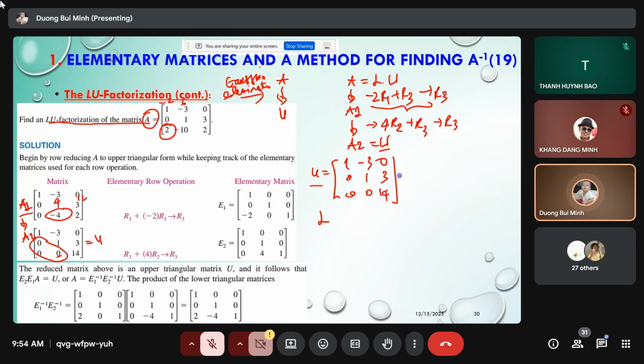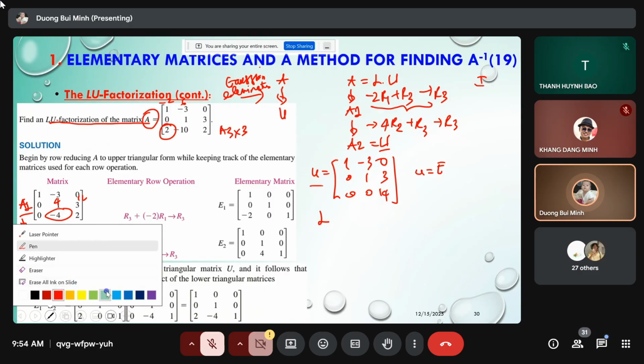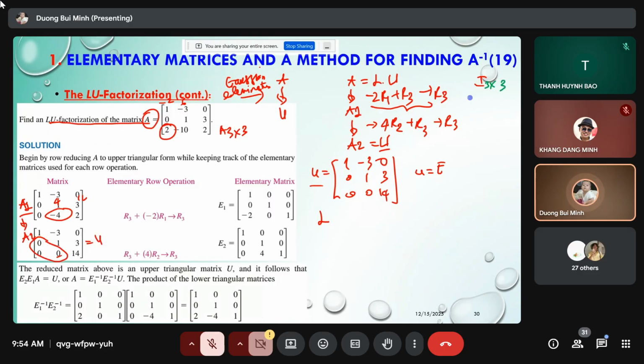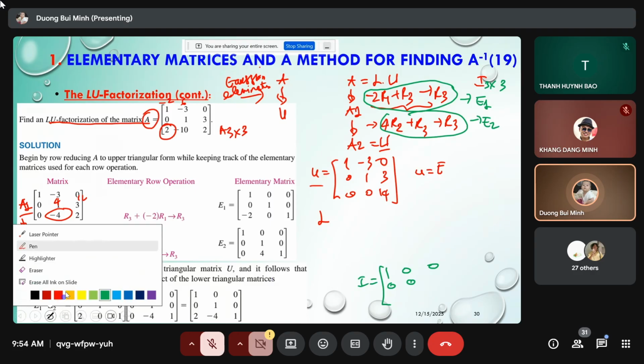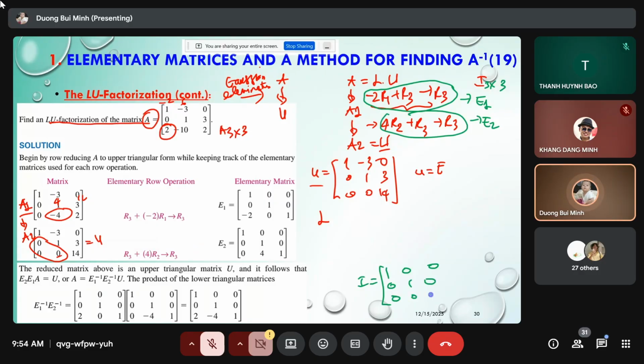Now I would like to get L. You should remember that here A has 3 rows and 3 columns, so we have I with 3 rows and 3 columns. If we apply the same step to I, you get E1, and we apply the same step again, you can get E2. Here I is 1 0 0, 0 1 0, and 0 0 1. So if we apply this step, you can get E1.